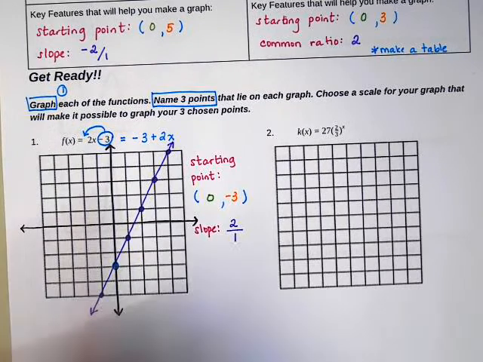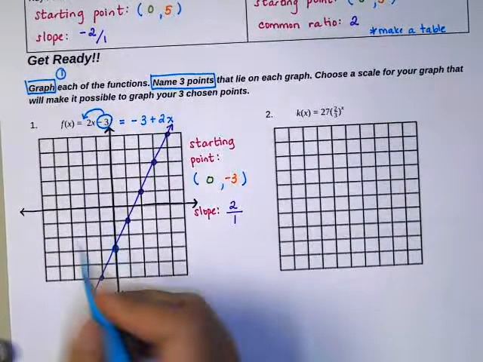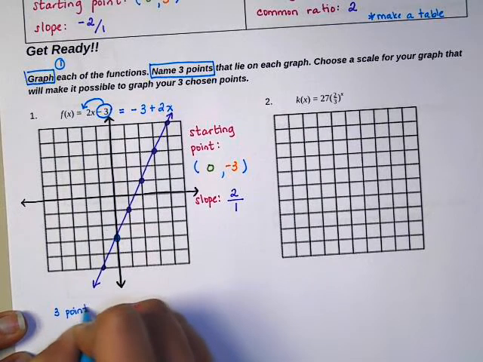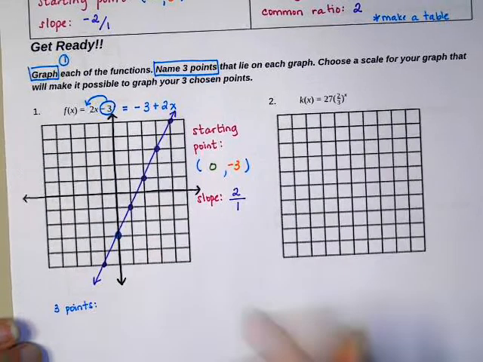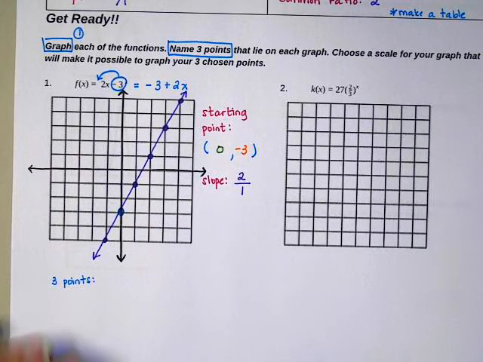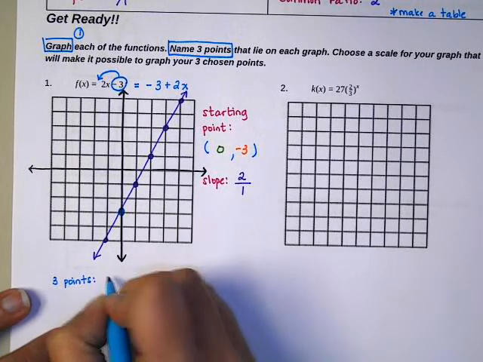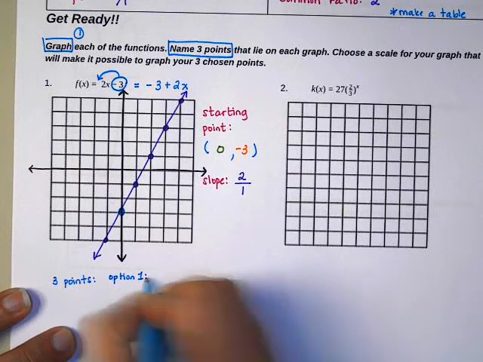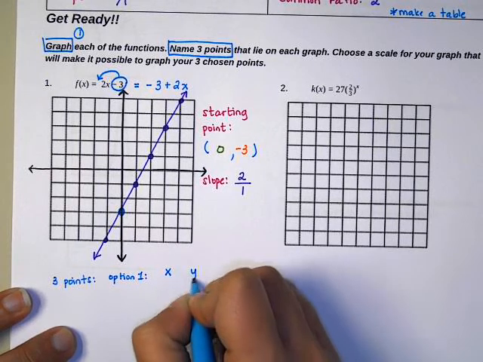Now, the second part of this is that I'm supposed to name 3 points that live on this graph. We can do this in a couple different ways. We could make a table of values that show 3 points, or we could actually just make a list. So option 1 would be to make a table of values.